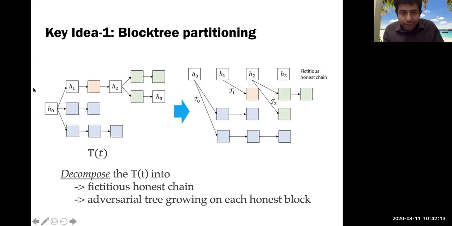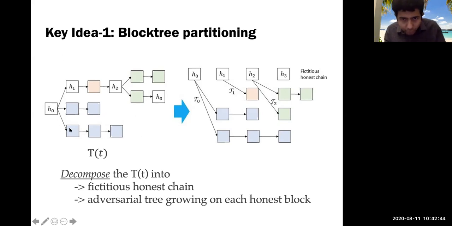Whatever the adversary did, there is a picture like this. There is a tree, and there are some honest blocks and some adversary blocks. The colored blocks are created by the adversary. What we've done is color the blocks based on which honest block they grew under. For example, all the purple blocks have grown under H0, the orange block has grown under H1, the green blocks have grown under H2, and so on.